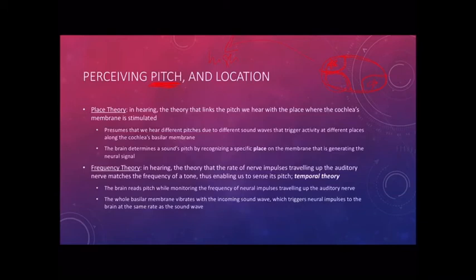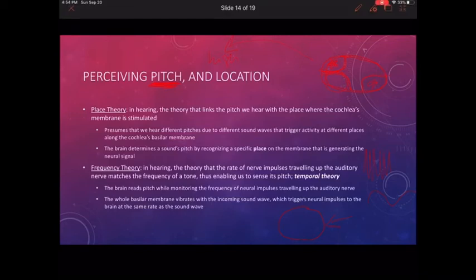Versus frequency theory. Frequency theory says, well, high pitches have a much higher frequency than low pitches. They have a very low wavelength, right? Long wavelength for low pitches. And so the idea is that whatever frequency the sound that you're hearing is makes your entire basilar membrane vibrate at a certain speed. If it's vibrating at a really fast speed, then your brain interprets this as a high pitch. If it's vibrating at a really low speed, your brain interprets this as a low pitch.